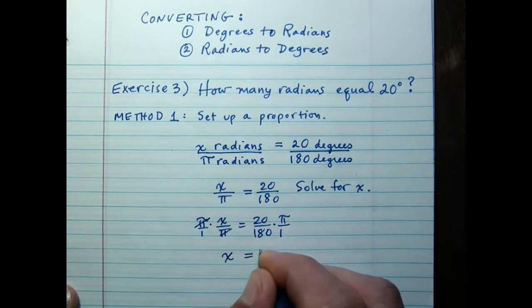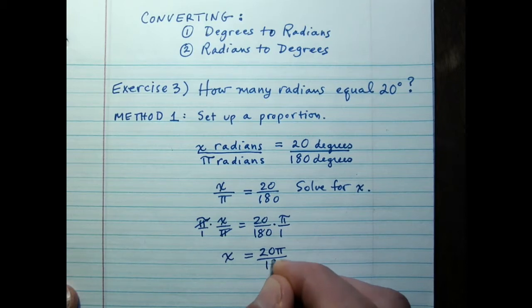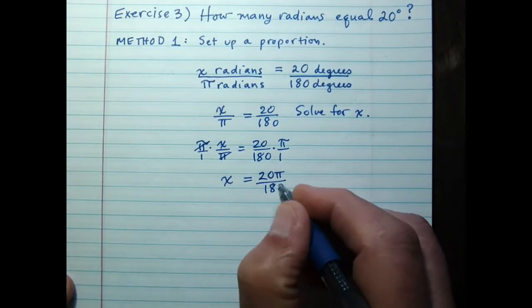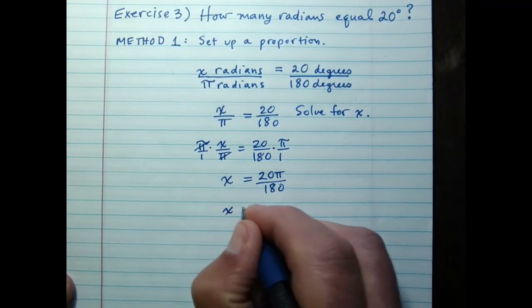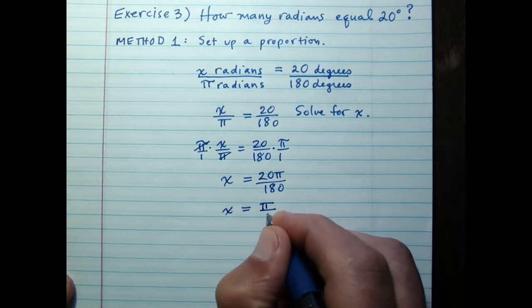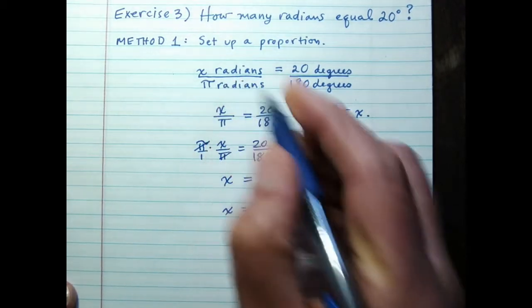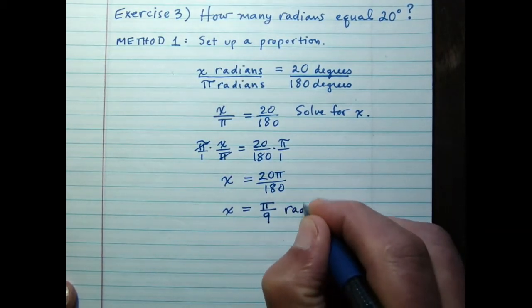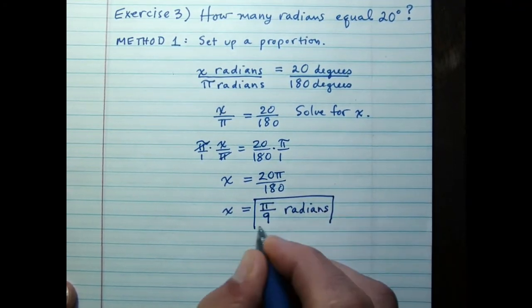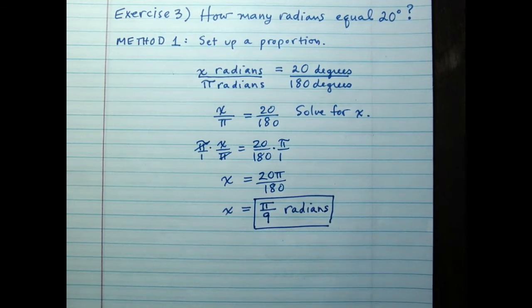And I have x is equal to 20 pi over 180. I want you to reduce that. And let's see, if we reduce that, we get 2 pi over 18 or pi over 9. Now we are looking for radians. I'm going to write radians here. So that's the radian measure for 20 degrees. Pi over 9 radians equals 20 degrees.